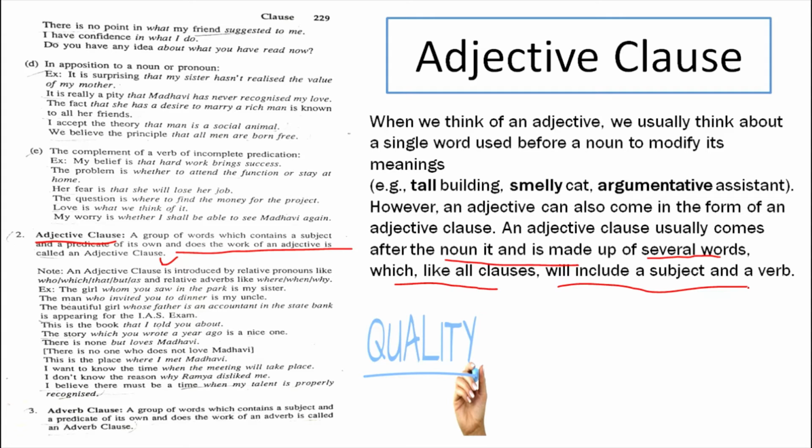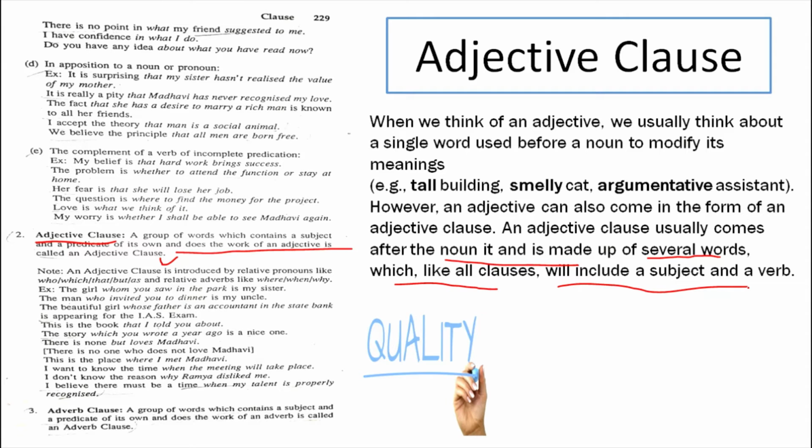Examples of adjective clauses are: I want to know the time when the meeting will take place. I don't know the reason why Ramaya disliked me. So these are examples of an adjective clause. There is one more adjective clause example: The beautiful girl whose father is an accountant in the state bank is appearing for the IAS exam. So this was also an adjective clause example.